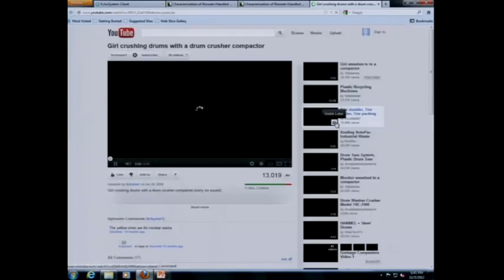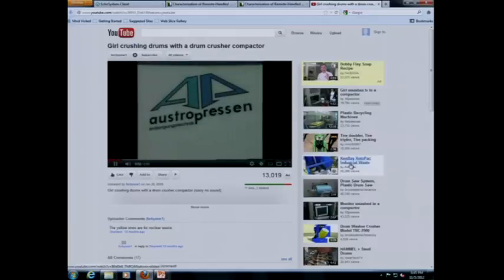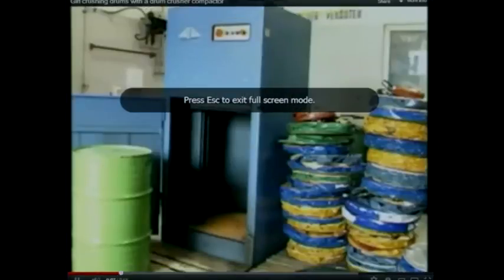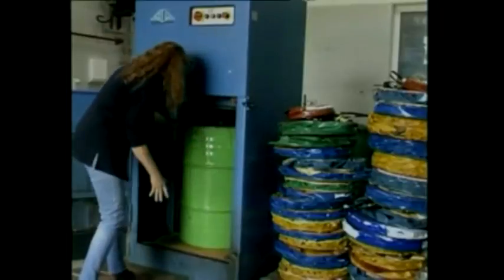Now, as far as other things about compaction, there's a link here for you to go to. And I'll show you this one. Oh, there you go. This is a barrel compactor. Now this is an empty barrel, but it gives you some idea of what can be done, in case you've never seen this happen.